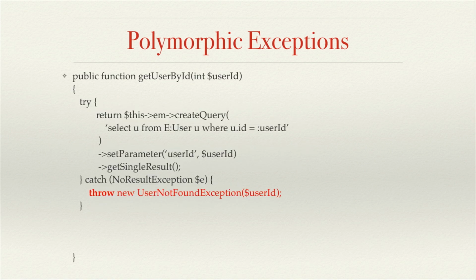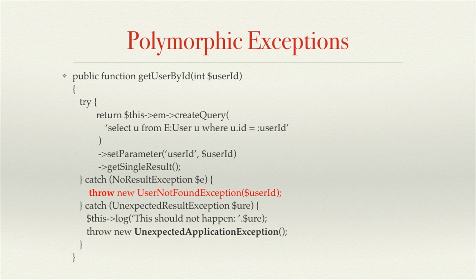Okay, so in this example that we had earlier, I can add a catch block. And this is kind of what I did here. I can catch an unexpected result exception, log it, and then throw my own exception called unexpected application exception. Okay.